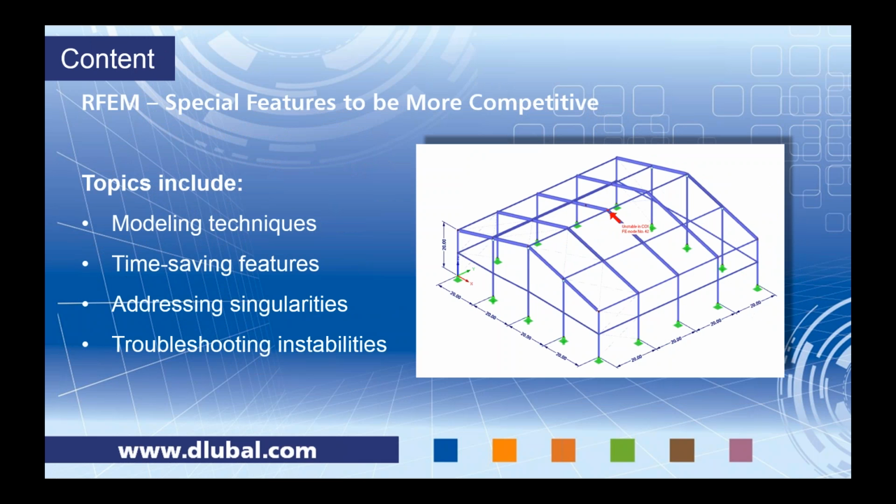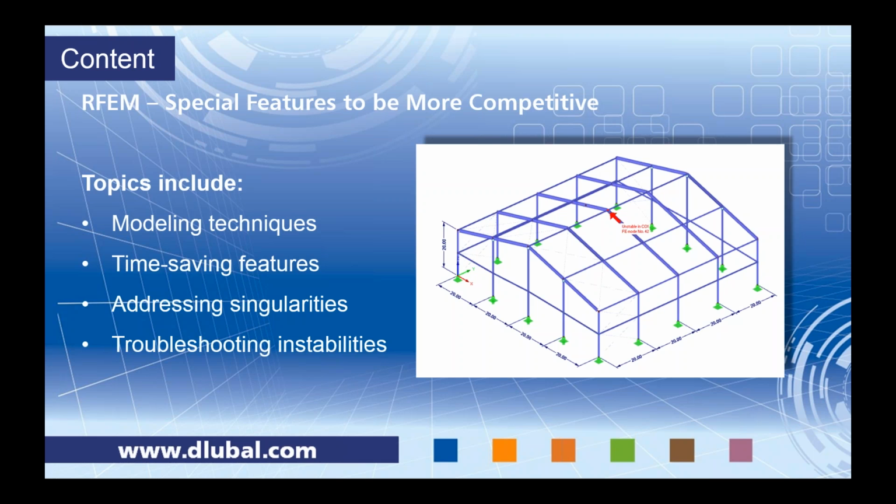So just a few topics today. We'll be going over some efficient modeling techniques and some time-saving features. We want to address singularities. Singularities can result in an over-conservative design. As engineers, of course, we're always looking to decrease materials to save on costs. So singularities can actually result in an over-conservative design, which defeats saving materials and decreasing those costs.